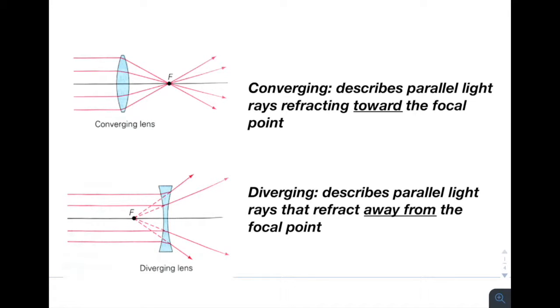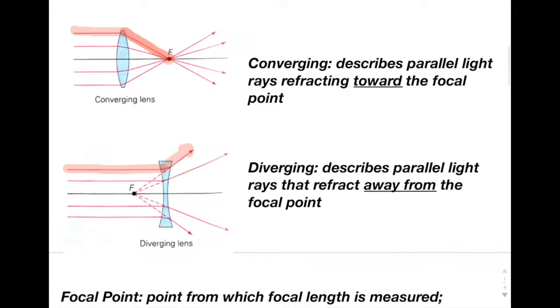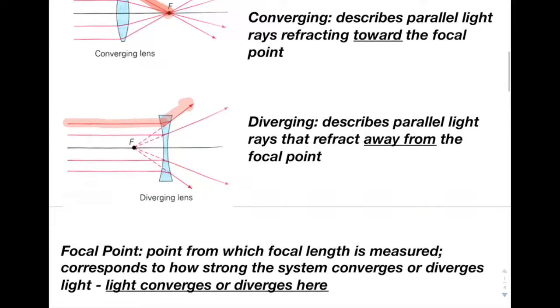And so if we look at this diagram on the left, we see how all these parallel light rays are traveling towards this focal point after they're refracted. In contrast, when we consider a diverging light ray, it describes how a parallel light source will refract away from a focal point. And what's important to know here is that the focal point is the point at which all light is going to either diverge away from or converge towards. And so we have a sort of a definition here for the focal point.